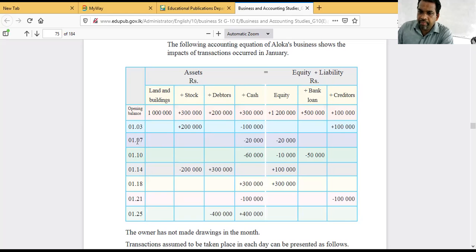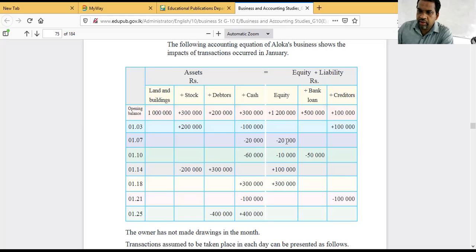Right. When it comes to transaction number 2, it had occurred 7th January. Then they have recorded minus 20,000 under cash, another minus 20,000 in equity. Then this cannot be drawings taken in cash by the owners for his personal use, because at the end they had mentioned no drawings occurred during the period of January. Therefore, it cannot be drawings.